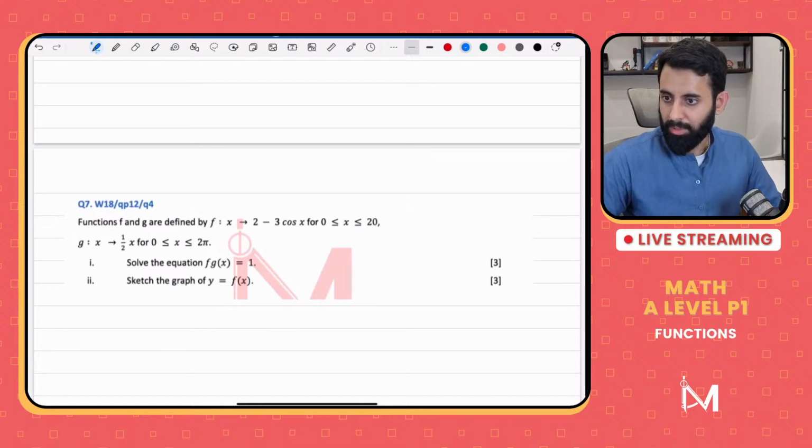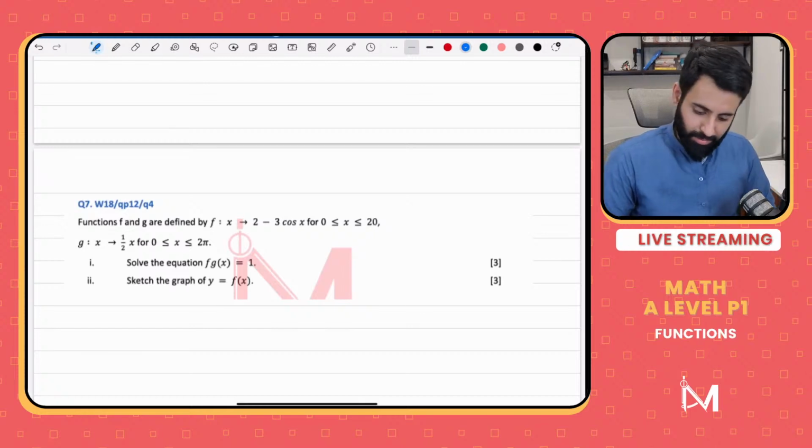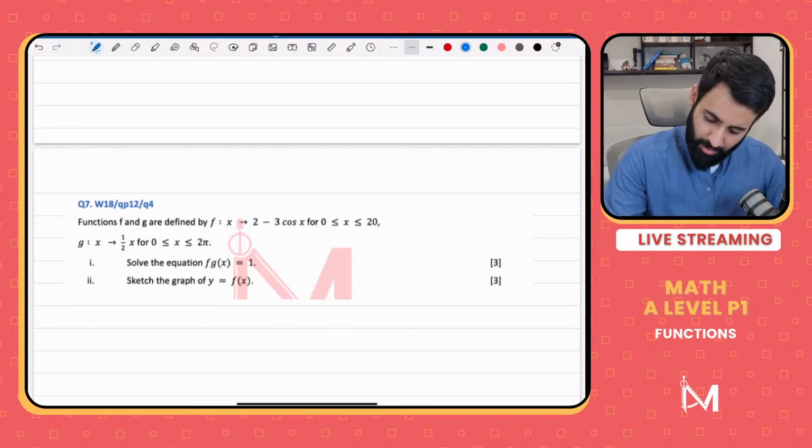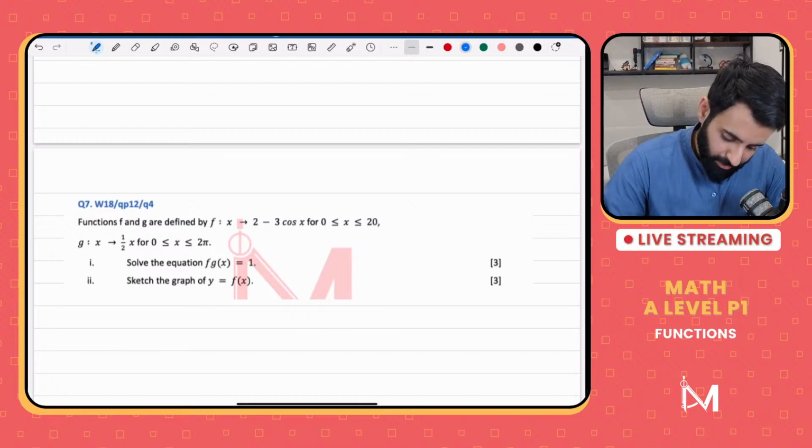So the correct question is actually, yeah, I was right, from 0 to 2 pi. Okay, from 0 to 2 pi. So they're both from 0 to 2 pi.